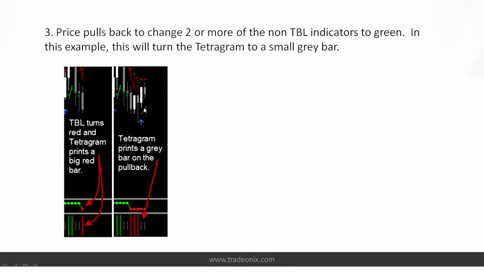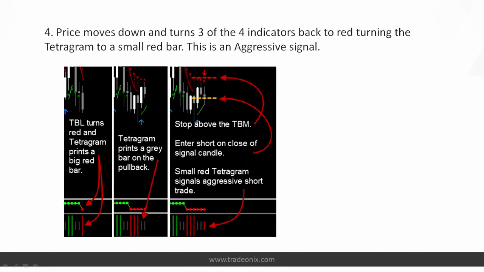So at this point here, we can see we have the switch and the TBS. They are both moving up, and that turns the tetragram to a small gray bar. Price moves down and turns 3 of the 4 indicators back to red, turning the tetragram into a small red bar. Now this is an aggressive signal.